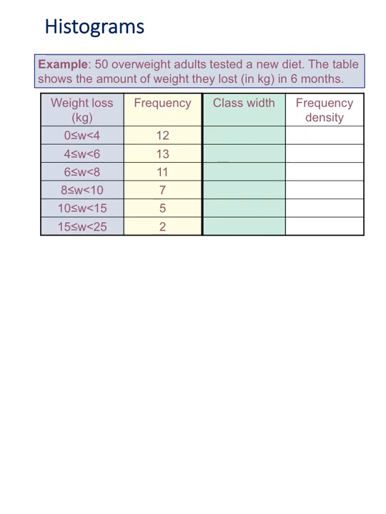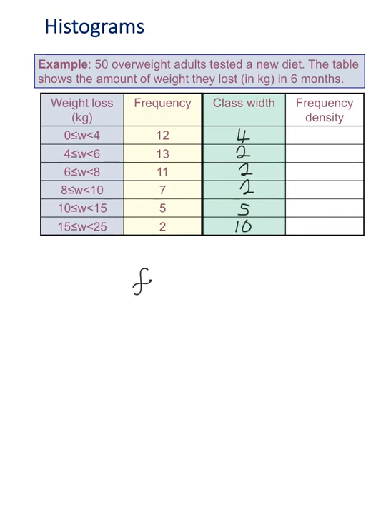So here we've got 50 overweight adults who tried out a new diet, and the table shows the amount of weight they lost in kilograms in 6 months. Straight away we can see the first class, 0 to 4, has a class width of 4. 4 to 6 has a class width of 2, so we know straight away that if we're going to draw a graph, it's going to have to be a histogram. We're going to need to work out frequency density. The class widths are 4, 2, 2, 5 and 10.